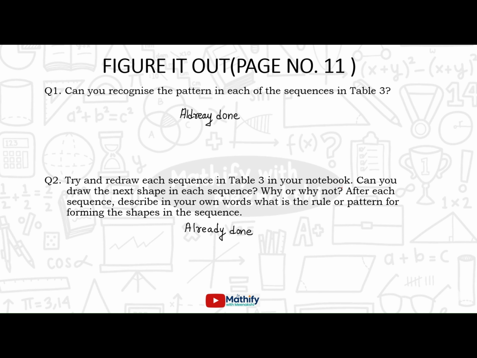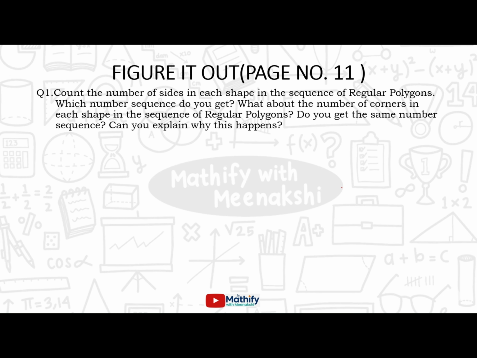Again, that's on page number 11. Question number 1. Count the number of sides in each shape in the sequence of regular polygons. So first you have to count the number of sides. Which number sequence do you get? Then you have to see which sequence you get. What about the number of corners? Then you have to find the number of corners. You can say number of vertices. Each shape in the sequence of regular polygons. Do you get the same sequence? Can you explain why this happens?